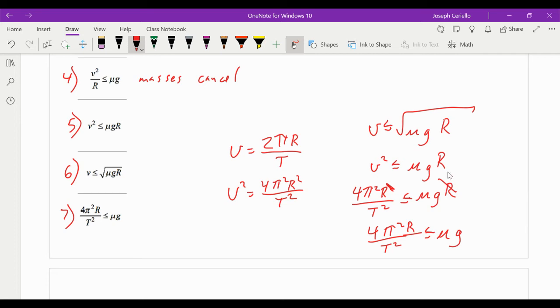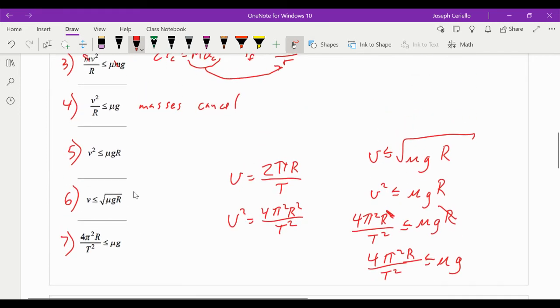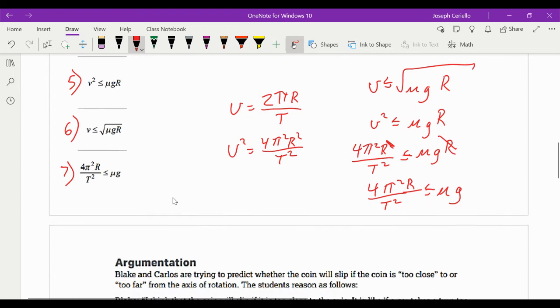So this is really interesting. You notice how r went from the right side of the equation now to the left. Kind of interesting how that happened. Because the bigger r is, the bigger the velocity is. But the bigger r is, the bigger the right side is. So it's kind of, again, an interesting point.